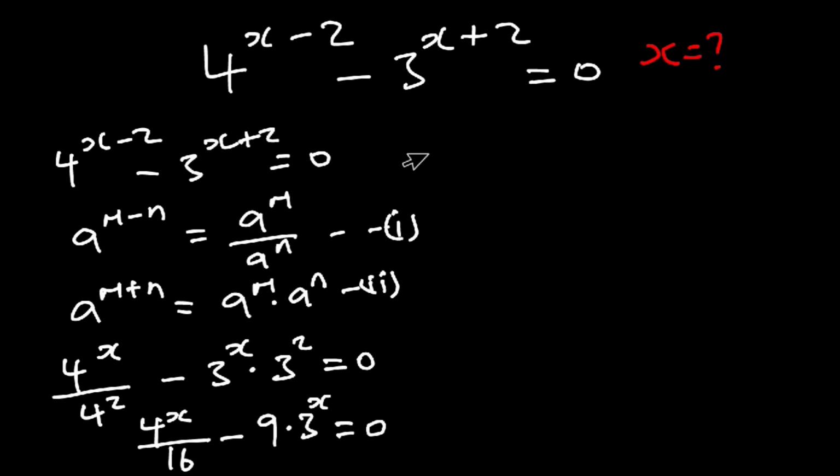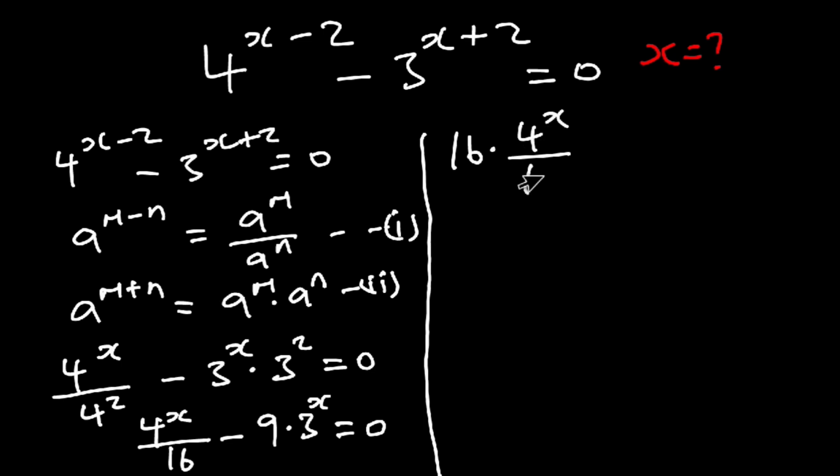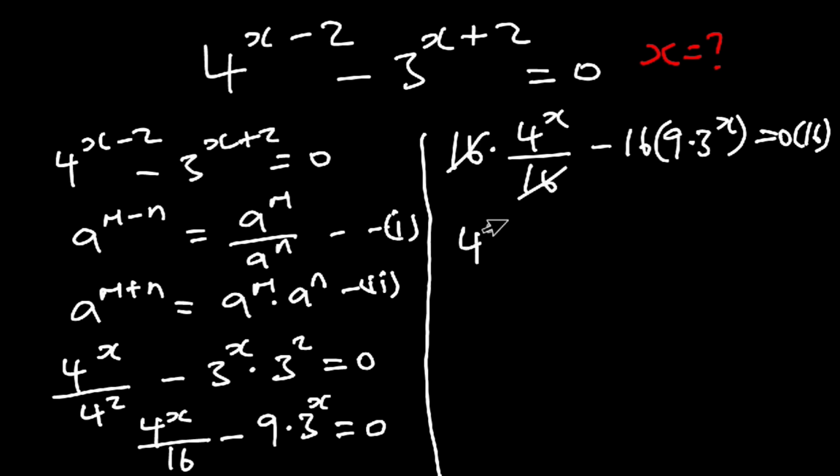Now the next thing we're going to do is multiply both sides by 16 to clear this fraction. So if you multiply both sides by 16, we have minus 16 multiplied by 9 times 3 raised to power x equals 0 times 16. Now this and this will cancel. We have 4 raised to power x, then minus 16 times 9, which is 144, multiplied by 3 raised to power x, equals 0 times 16, which is 0.